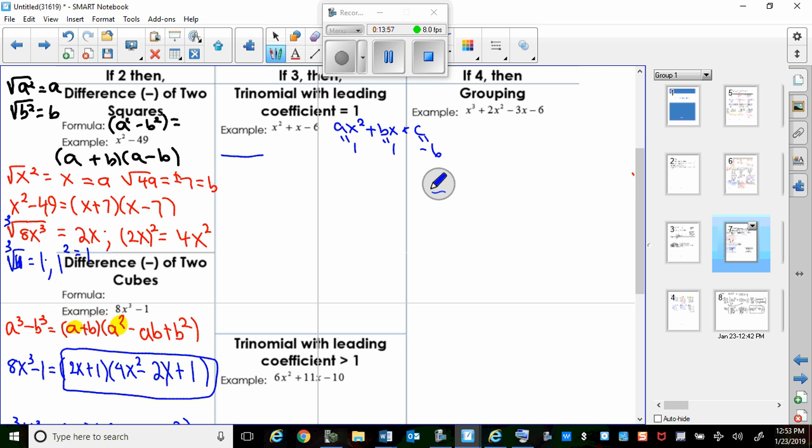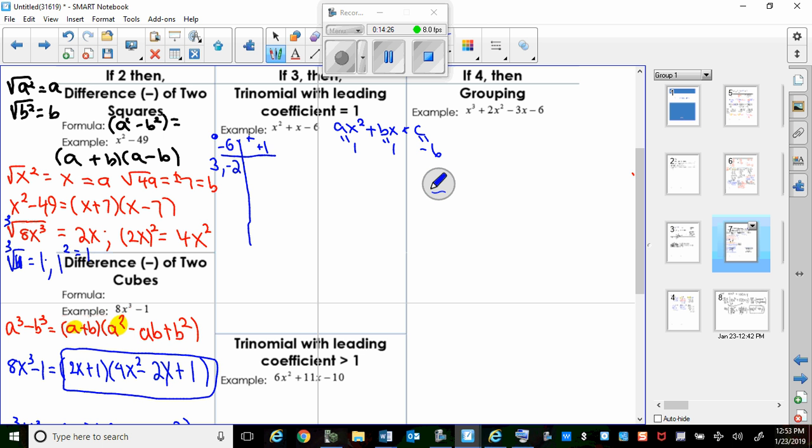So what we're looking for is two numbers that multiply. They multiply to -6, and they add up to +1. They add up to +1. So that means the bigger number has to be positive. Okay, if this number is positive, the bigger number has to be positive. So two numbers that add up to +1. We have 3 and -2.